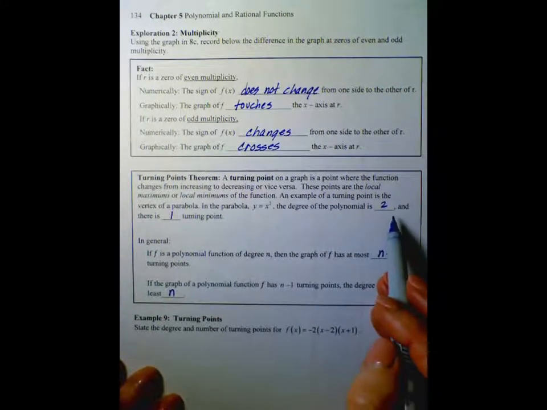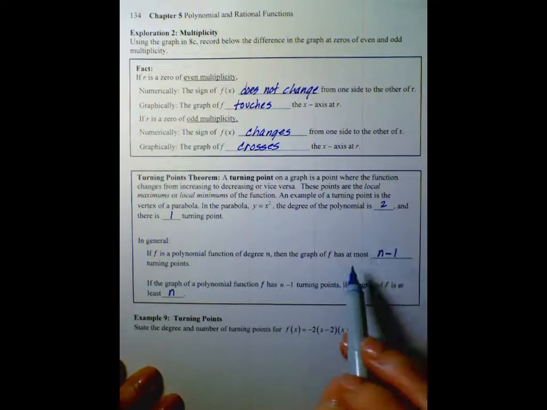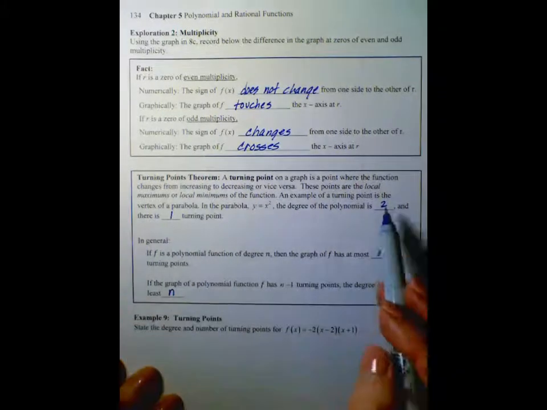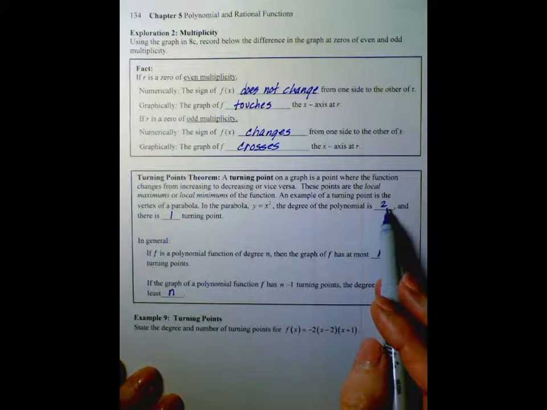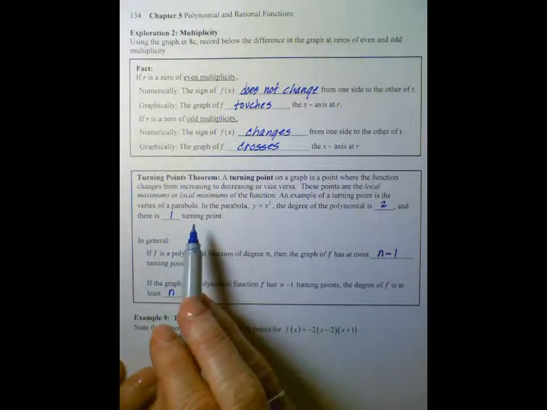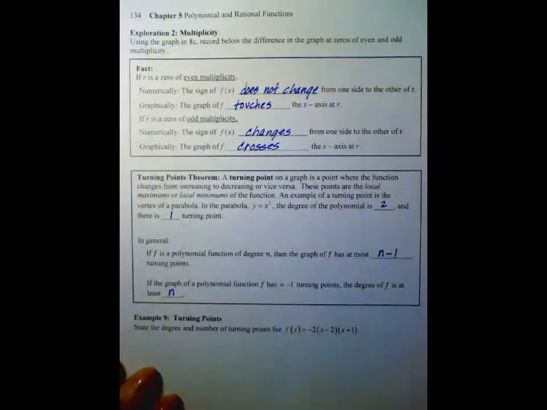So it's at most. When it's degree 2, the most turning points is 1. If it's degree 3, the most would be 2. It may not have 2. If it's degree 3, it may not have 2. The most would be 2.